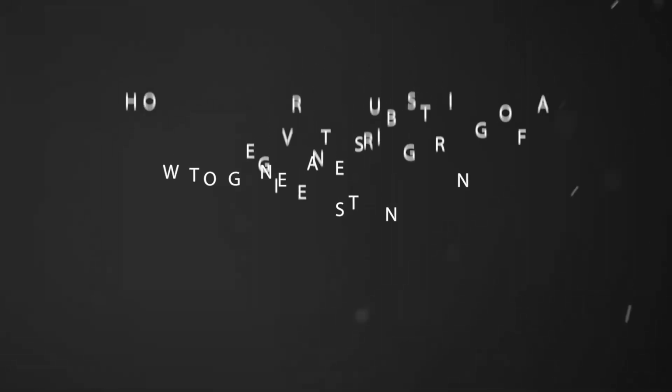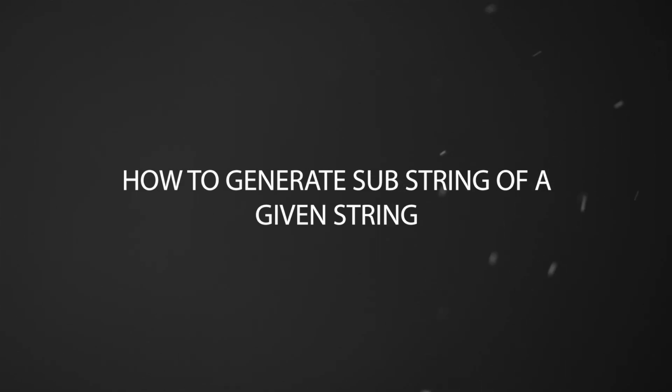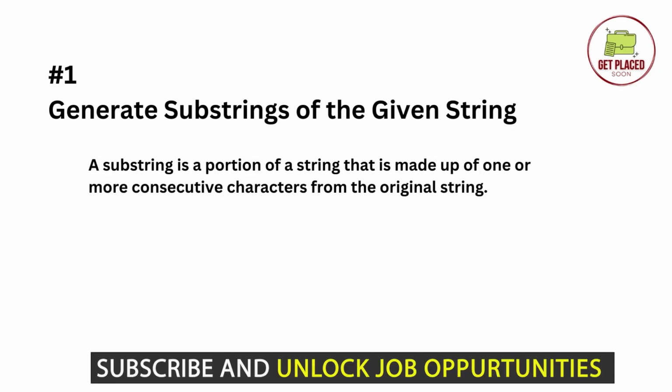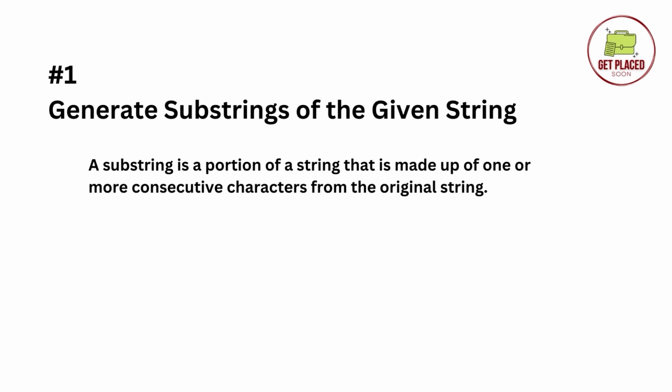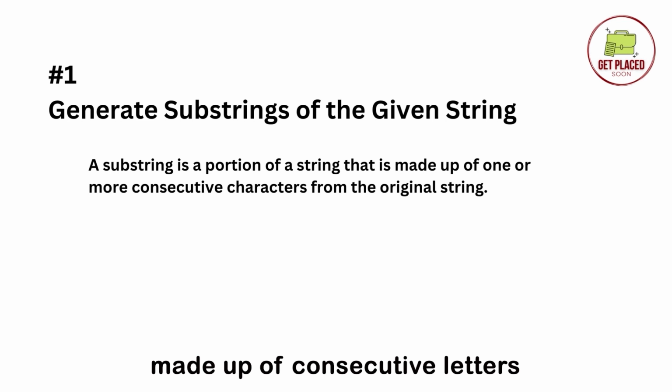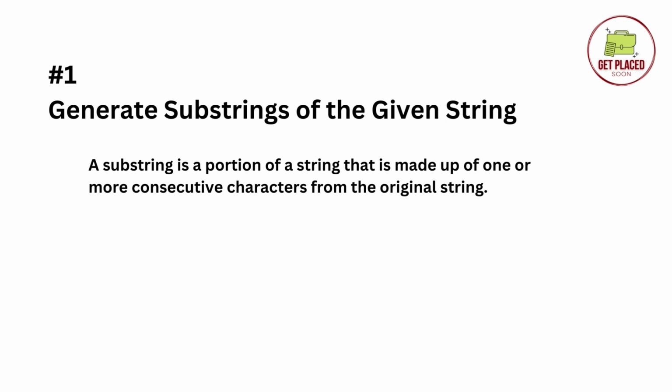In this video, we will see how to generate substrings of the given string. A substring is nothing but a portion of a string that is made up of one or more consecutive characters. So a substring is basically a part of a string and it is made up of consecutive letters, not alternate letters or any other thing. So the first letter and third letter cannot be a substring because it is not consecutive in nature. It should be consecutive. The first and second letter can be a substring. The second and third letter can be a substring. The first, second, third all together can be a substring. So that is what is meant by consecutive.